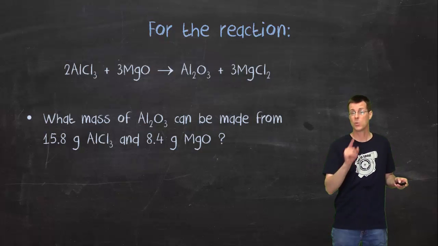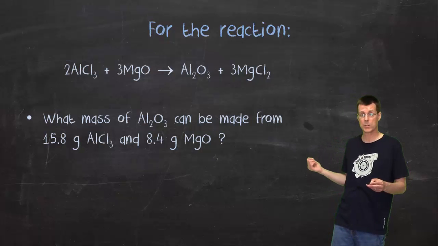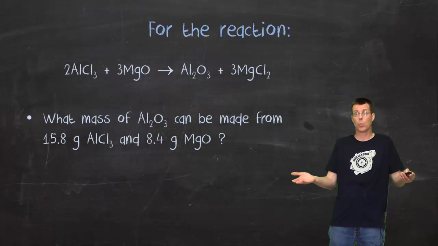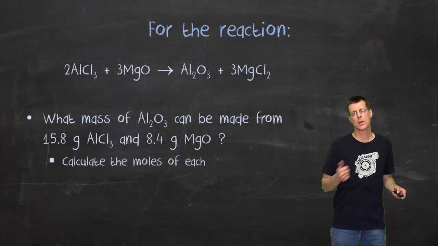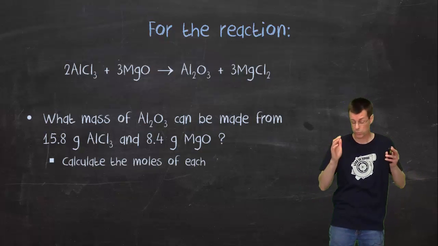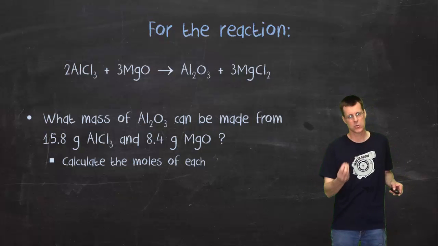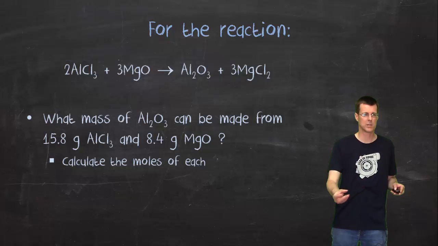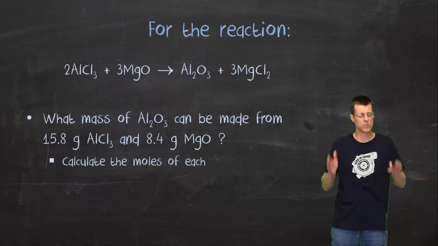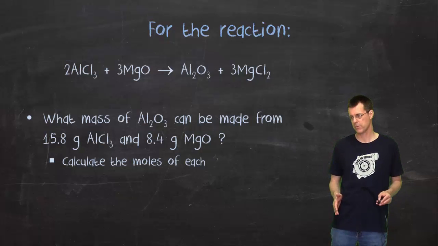Here's the thing. Only one of them is important. The other one is limiting. Well, which one? We don't know yet. So our first job is going to be turn those into numbers of moles. And really, that's going to be the first job almost every single time you see a measured amount, whether it's a mass of a solid or a volume of solution or anything else like that. Figure out numbers of moles. Almost always we're going to work with that first.